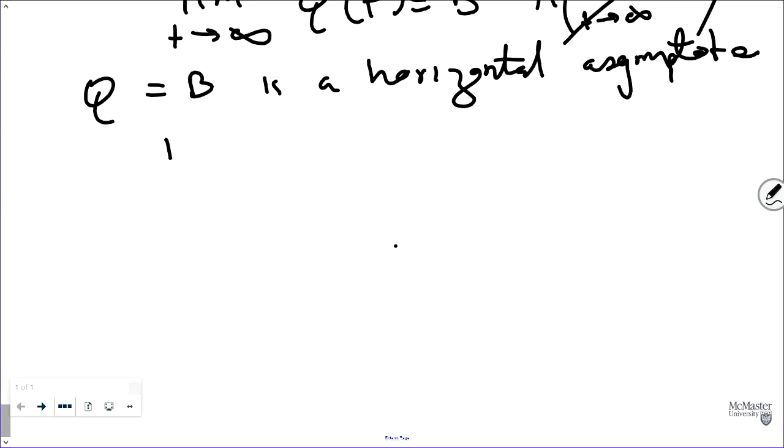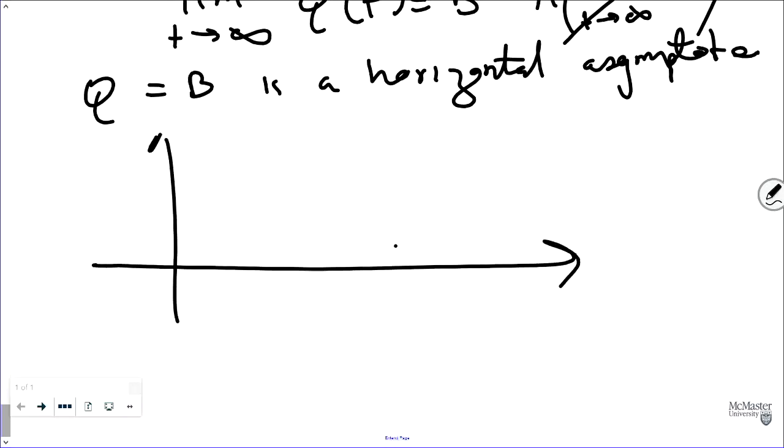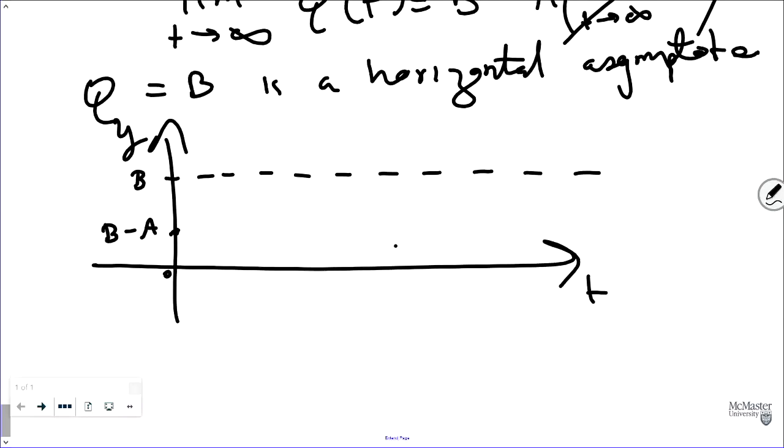If I were to draw it, this would be y. So this is the initial value, which was b minus a. So this is at 0. This is time. Then there is a value to which you approach as time approaches infinity. And you have something like this. So you have exponential behavior and then whoop.